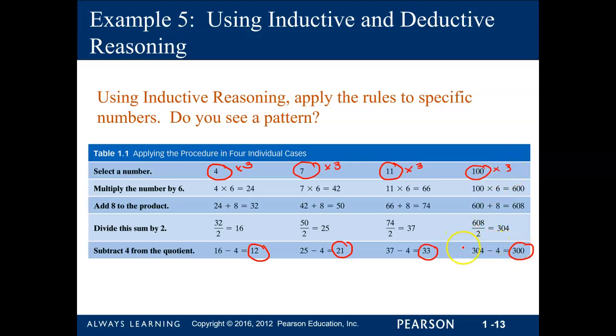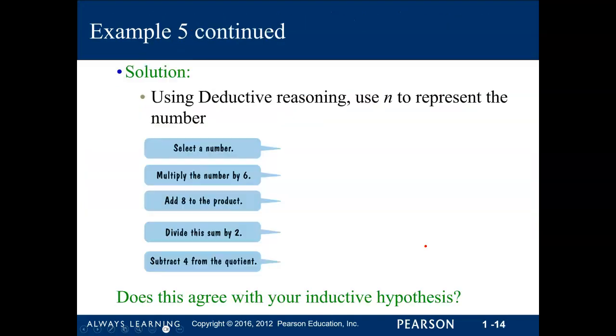So if we're going to make a specific rule, okay, so you select a number, so we do not know any number, so we can use n for it, okay? You multiply the number by 6, so that will be 6n. Add 8 to the product. So if we add 8, so that will be 6n plus 8. And then divide this sum by 2. So we divide this whole thing by 2.